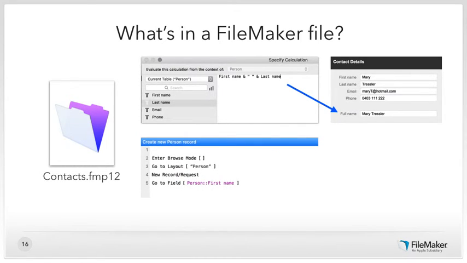Scripts are short programs to automate procedures in your app. This simple example is used to create a record for a new person. It simply makes sure the user is in browse mode to create the record, goes to the best layout for doing so, creates a new record, and goes to the first field all ready for the user to start typing data. And this script might be attached to a button on a layout so the user can easily click at any time to create a new record.